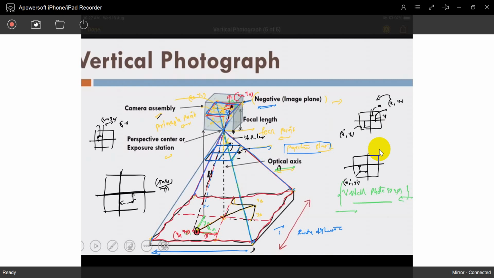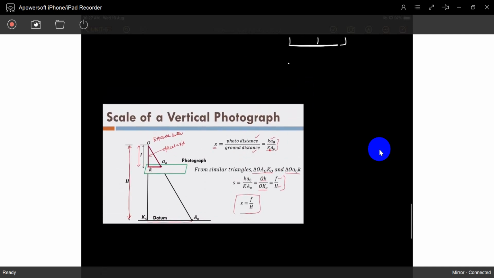So now we will take just one point from one axis. That's it. Now we will take it.